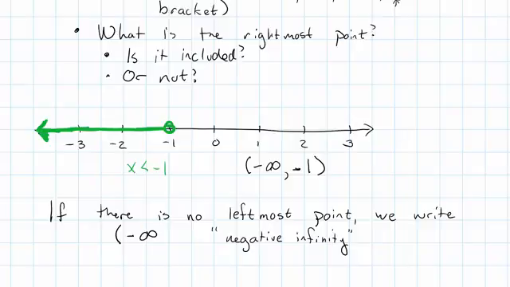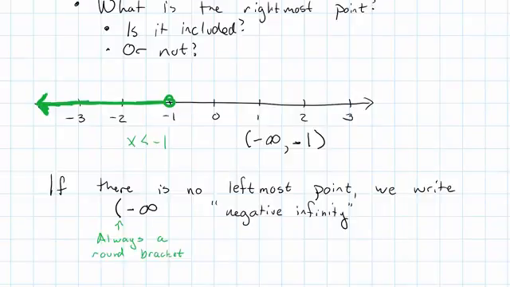Note, this symbol always gets a round bracket because this thing, negative infinity, is not a real number. It cannot belong to any interval because it's not the kind of thing that belongs to intervals. Okay, so that's what we do if there's no left endpoint.